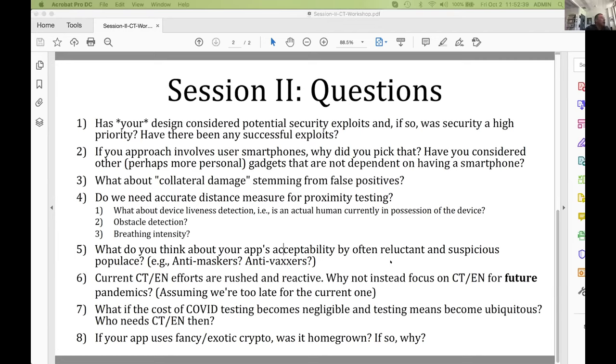It should be, in my opinion. But not because of the time. We had to do something very quickly. That's why I want to couple question 8 with 6: why not work for the future pandemic? I think we learned a lot from these last 6 months, and next time we'll do things differently.